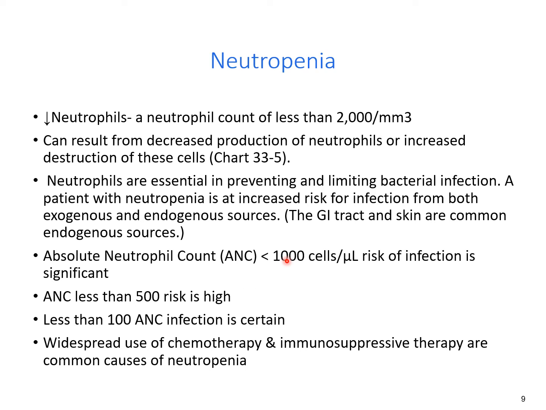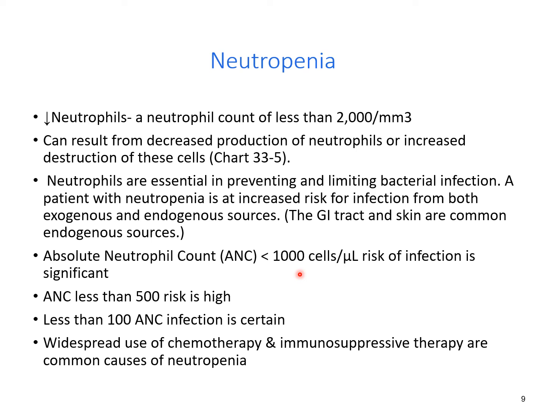If that count is less than 1,000, then we know that the patient's risk of infection is pretty significant, right? If the ANC is less than 500, then we know that the risk is high. And if the ANC is less than 100, then we know for a fact that infection is certain. So now we're not just looking at WBCs, because normally we talk about WBCs, and we're happy if our WBC count is 5,000 or greater.